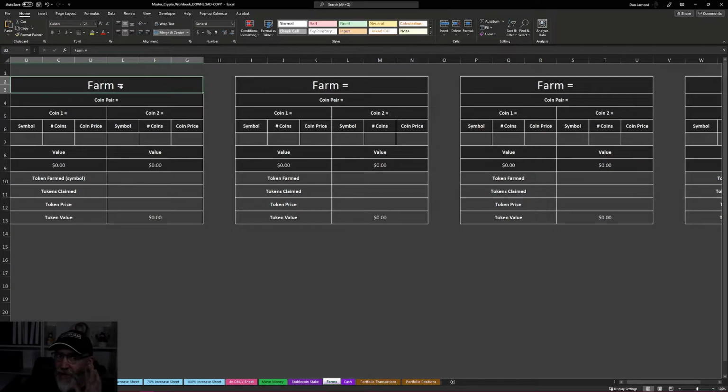This is something I'm not going to do this year. I need to look into this and see how this shakes out. But I put this in here just in case. So you can name your farm what the pair is and name the coins and then put the symbol.